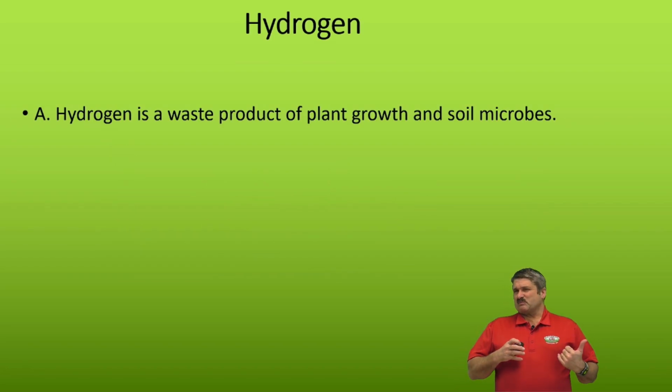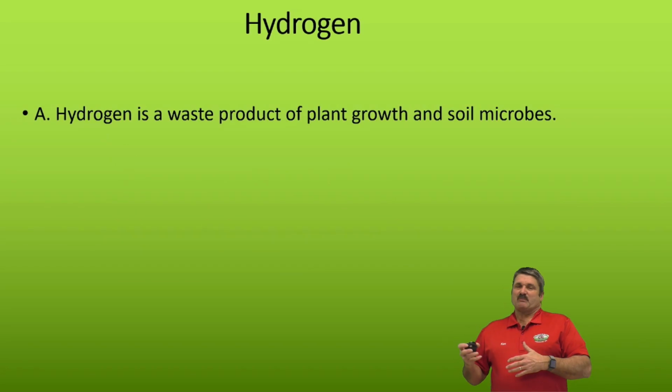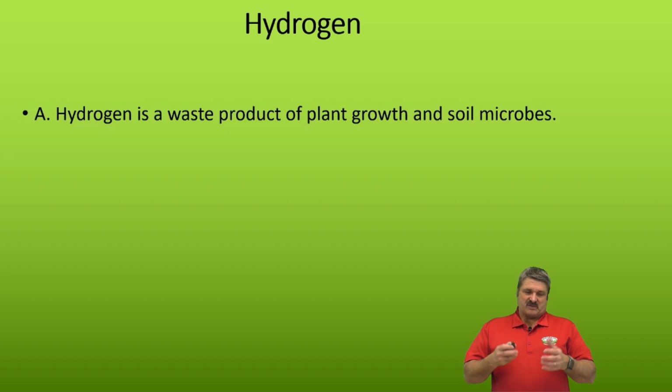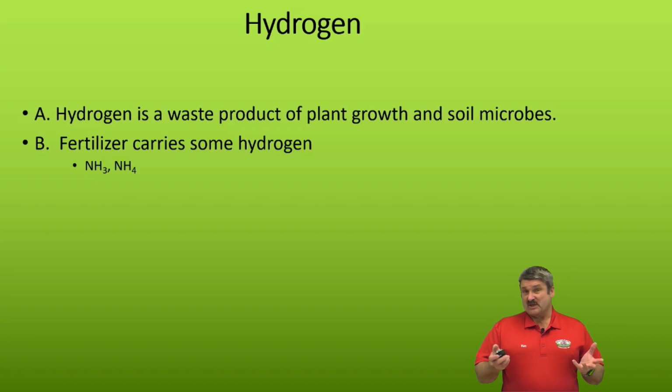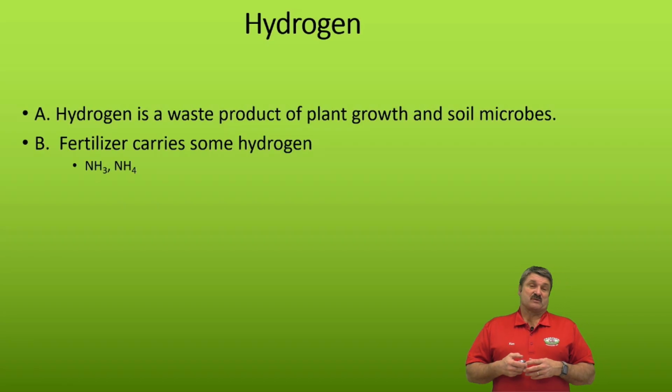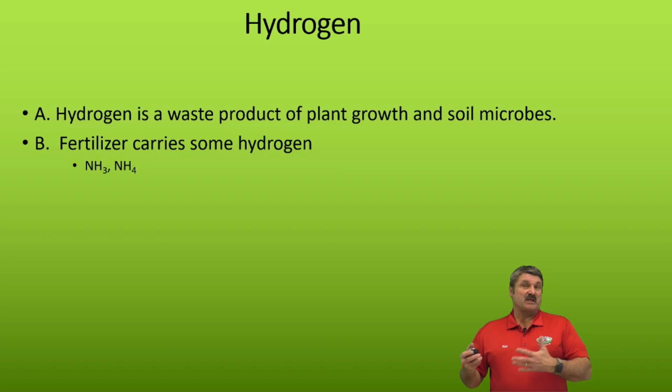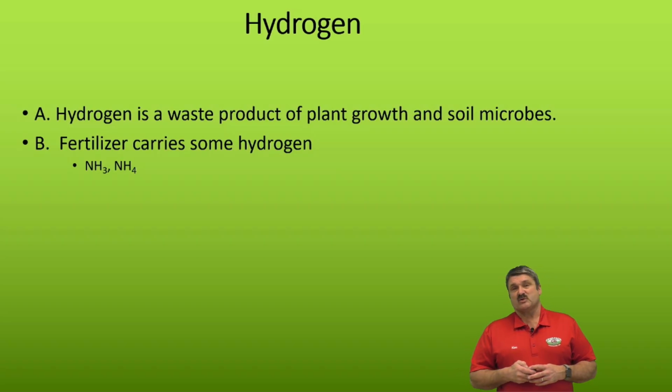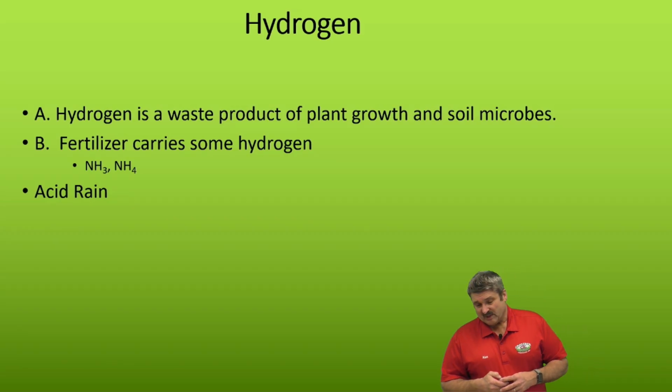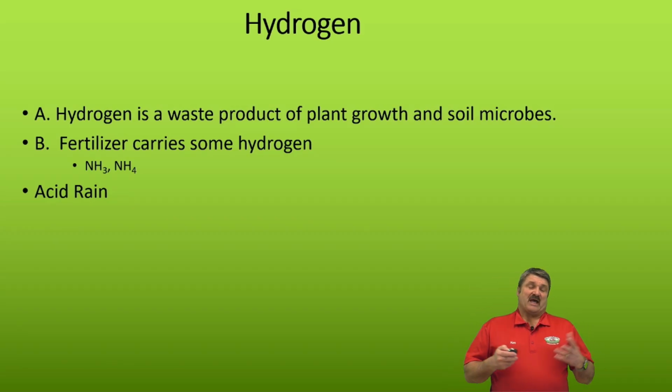Hydrogen is a waste product of plant growth and soil microbes. So one of the things that the plant gives off is hydrogen as a waste product, and the microbes do the same. The fertilizers we apply carry some hydrogen, mainly being your NH3, your NH4, your hydrogen-based fertilizers, mainly nitrogen in this case. Acid rain, we do pick up some acidity from acid rain as well.